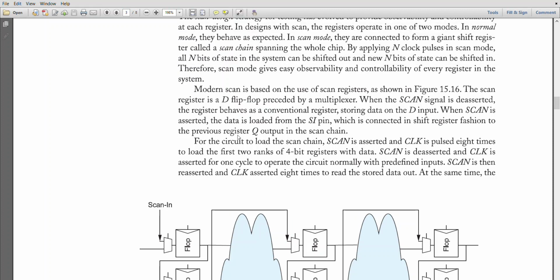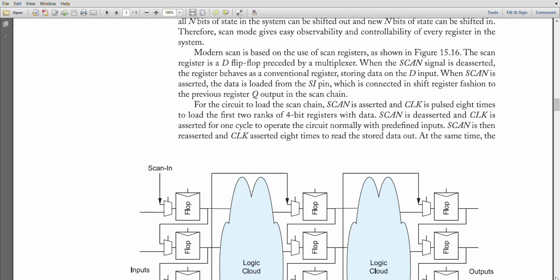Okay, so to load the scan chain from the circuit, scan is asserted and the clock is pulsed 8 times to load the first two ranks of 4-bit registers with data. As I told you, okay. Scan is deasserted and the clock is asserted for one cycle to operate the circuit normally with predefined inputs. Scan is then reasserted and the clock asserted 8 times to read the stored data out.